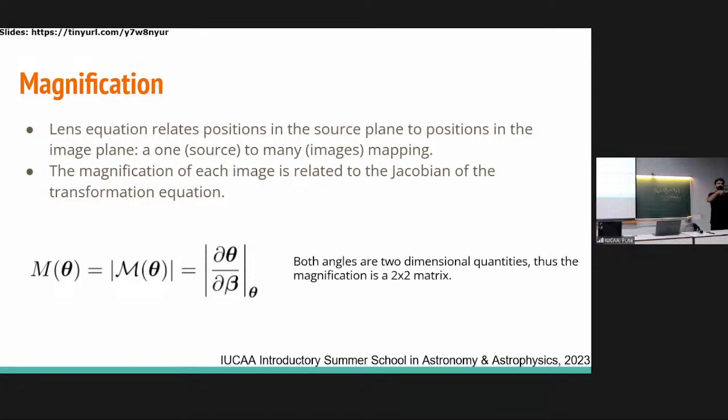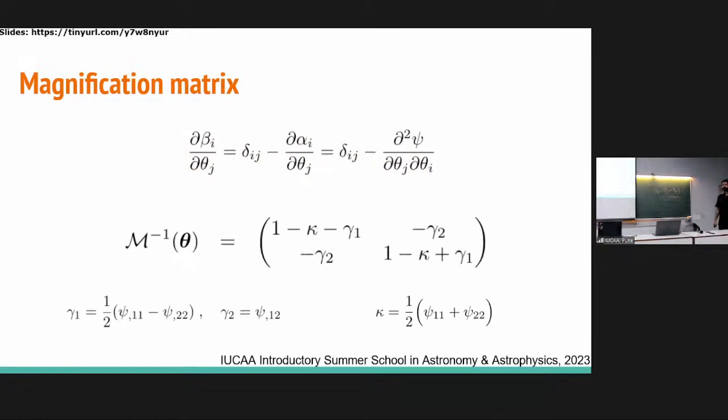del theta 2 by del beta 1, and then the last element, del theta 2 by del beta 2. So there are 4 different elements that are there. This thing is called a magnification matrix. So this is what we are going to derive. And this is where the potential becomes quite useful. Okay. Because these are vectors, it's easy to do in the component notation.